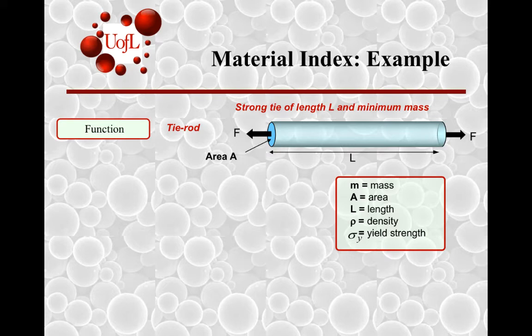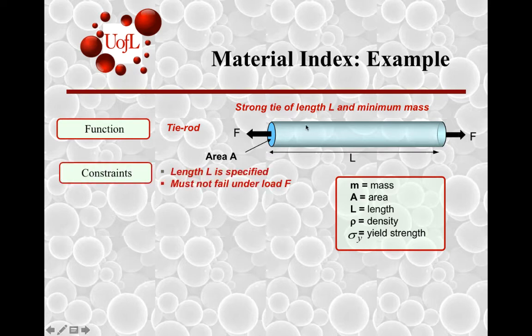Let's see an example. Here is a cylindrical rod, referred to as a tie rod. It has a certain mass, a certain area, certain length, certain density, certain yield strength. Okay. You apply a force in tension, and the length is given, and the maximum load that it should survive is also provided as constraints. Right? So the equation for this constraint is F by A, and that should be less than the yield strength for this part to survive in its function.